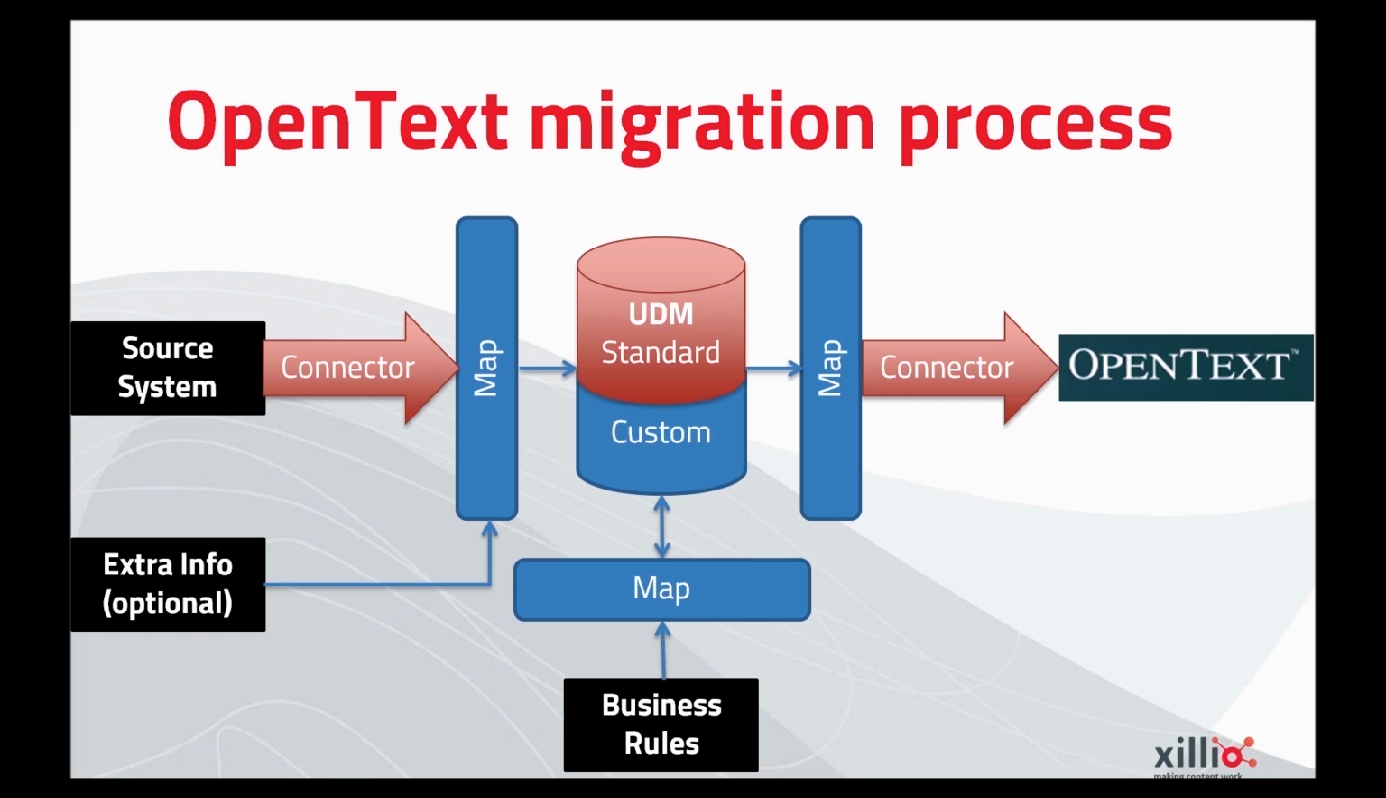Furthermore, extra information may be provided. And let me give you an example. Let's consider a migration from file share to OpenText. From file share, it is not possible to extract information regarding versions, categories, or permissions. However, such information may be provided separately. In that case, one can easily integrate the provided information in the migration process.